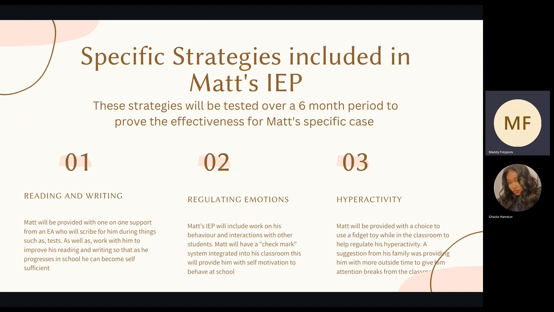Some parts of the education plan that are specific to Matt, that will be tested over a 6-month period to prove the effectiveness for Matt's specific case, focus on his reading and writing. Matt will be provided with one-on-one support with an EA, and on regulating his emotions, Matt's IEP will include self-regulation skills through a checkmark system to provide him motivation in the classroom. He will also be focusing on his hyperactivity, be provided with fidget toys in the classroom, and more outside time to have attention breaks from the classroom.